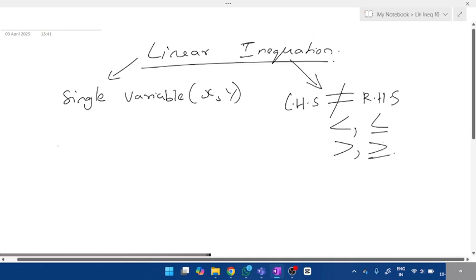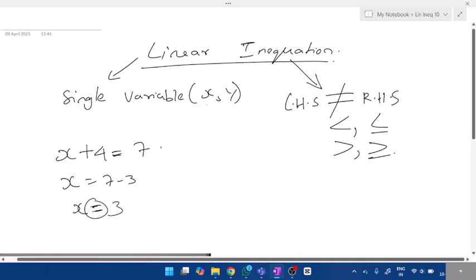Okay, we'll compare with a simple linear equation. x plus 4 is equal to 7. How do you solve this? So 4 goes on the other side, x is equal to 3, sir. x is equal to 3. Whenever equal to is given, we call it a linear equation. Till 8th you study linear equation.